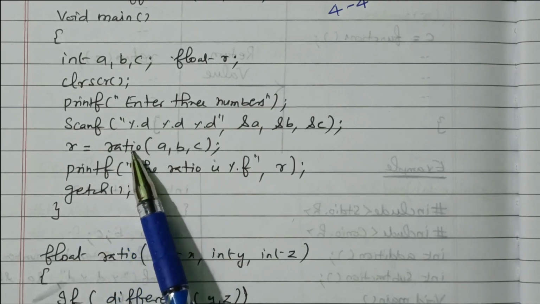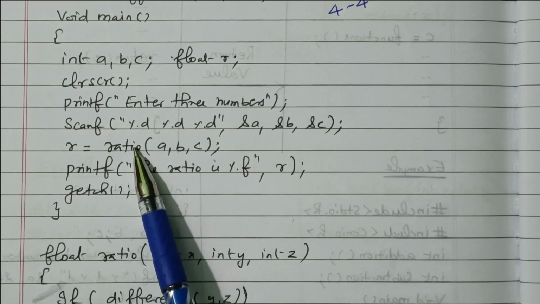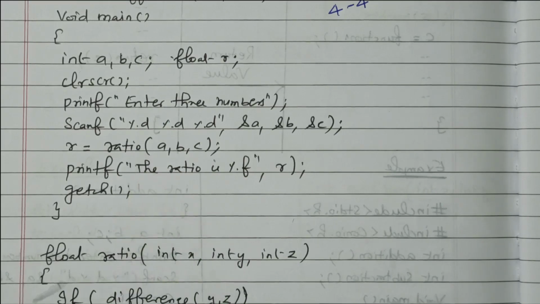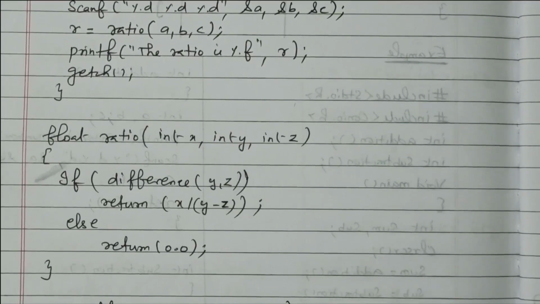So while calling this function, the control will transfer to the function definition. We need to define this function. From the main program, while calling, the control will transfer to the float function definition. We will see what is available in the function.